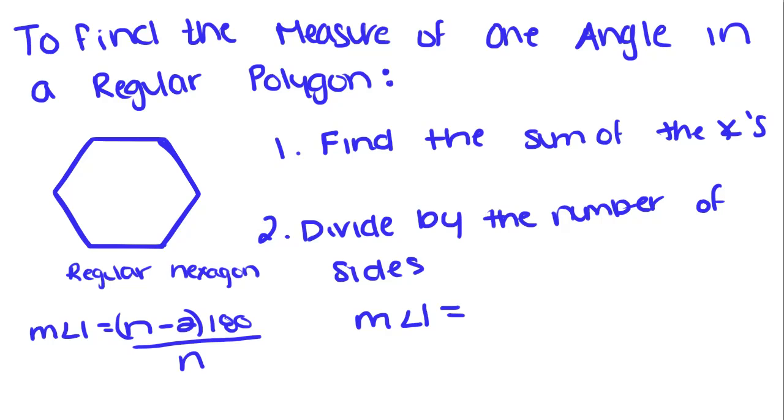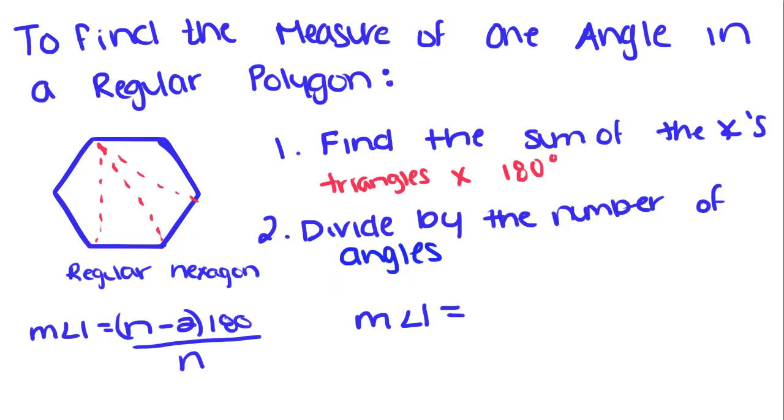To find the measure of one angle in a regular polygon, you're going to find the sum of the angles, which you can do by drawing in your diagonals and multiplying by 180. And then divide by the number of angles. So this leads us to this little formula right here, which allows us to do this in one step.